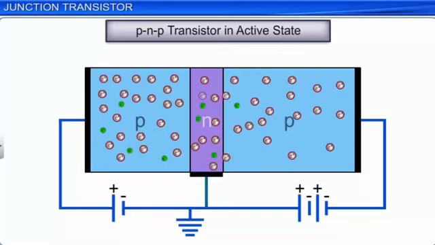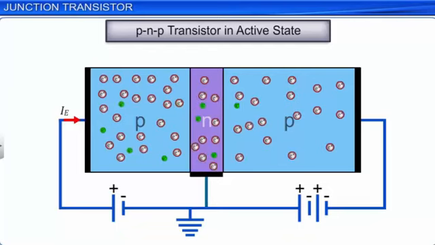Since the base is very thin and the base collector junction is reverse biased, most of the holes entering the base reach the collector terminal, forming the collector current. Only a very small portion of the holes entering the base reach the base terminal, forming a small base current.